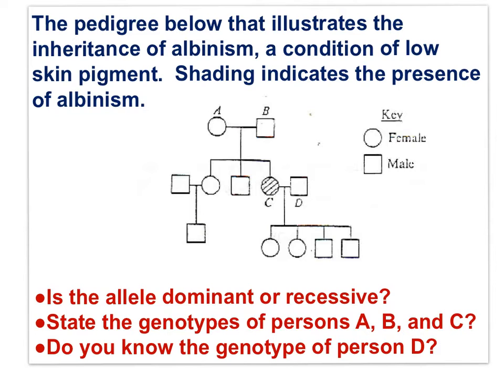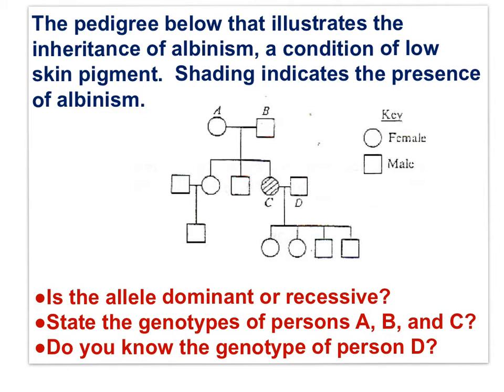Here's a pedigree about albinism, a hereditary condition expressed as low skin pigment. Let's be perfectly transparent to prevent confusion. Albinism is not an X-linked allele. It is a recessive autosomal allele. But let's pretend we know nothing about albinism, and we'll start by asking questions.